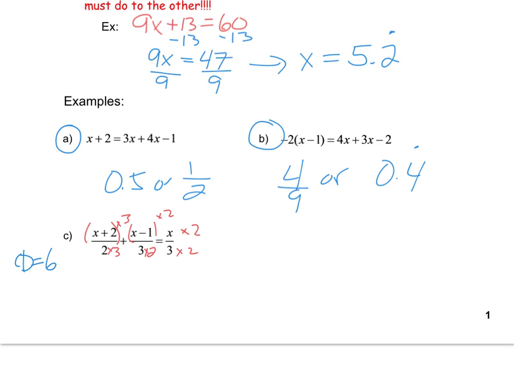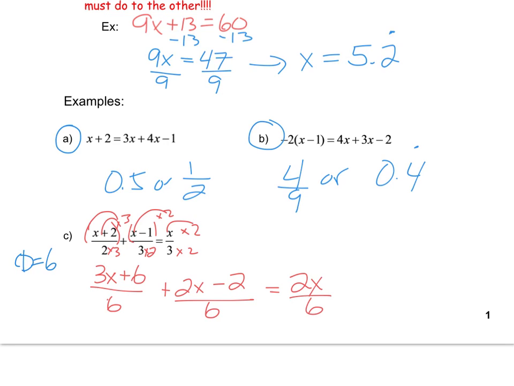So we will apply the 3 to everything in the bracket. So we get (3x + 6)/6 + (2x - 2)/6, and it's going to equal 2 times x, that's 2x, over 6. Now since it's a common denominator, the denominator cancels. So this is the equation you're left to solve. So I'll ask you to finish solving this and bring it to class. We'll discuss it next period.